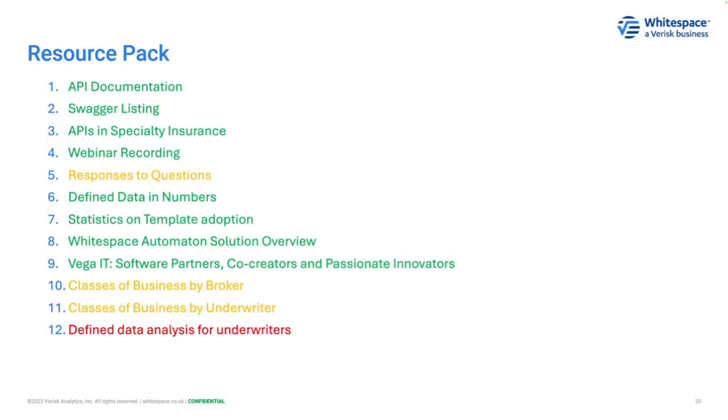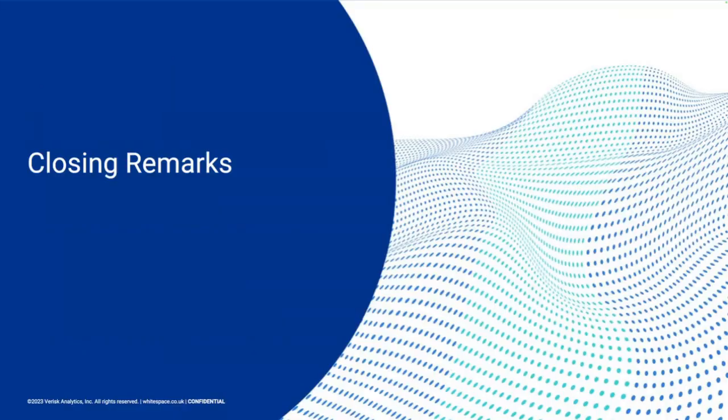The stuff in green will come out this week. The stuff in orange will take a little bit longer, mainly to collate the Q&A. And then obviously the red item, the tag analysis, is just on demand. If you could request that through your account manager, that would be fantastic.